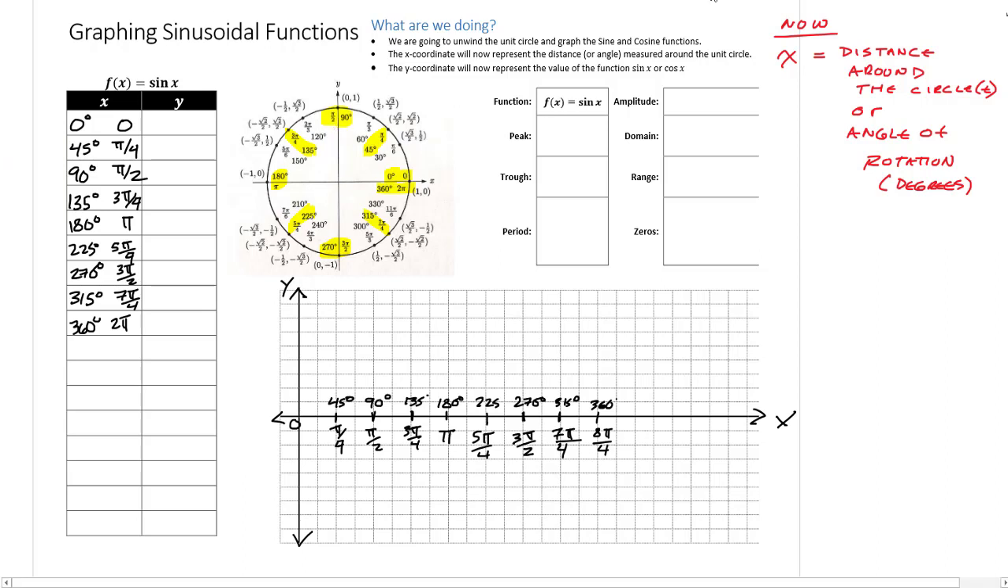Now, let's look at our y values. Today we're going to start with sine here. I'm sorry if I'm rambling a lot. This is a really important lesson. There's a lot to cover. You might have to watch it a couple times.